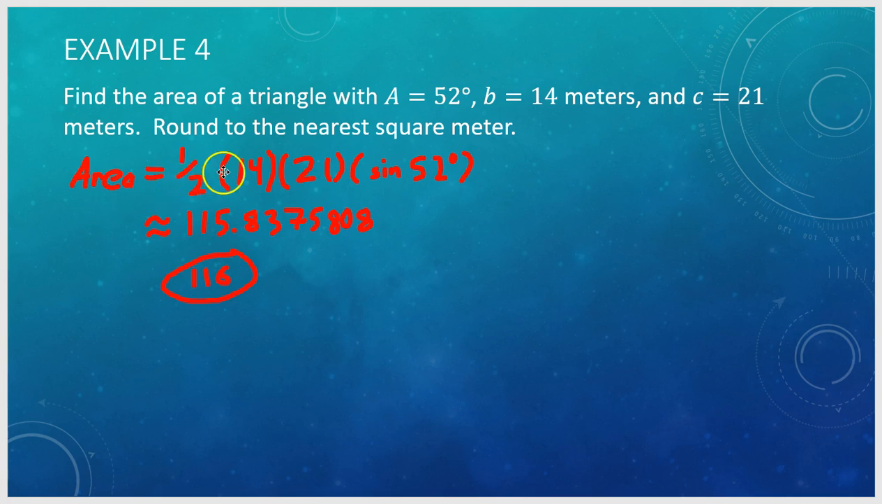So after computing this in the calculator, I got a value of 115.8375808. And then again, since the directions asked us to round to the nearest square meter, no decimal places on that, we rounded this to the number 116.